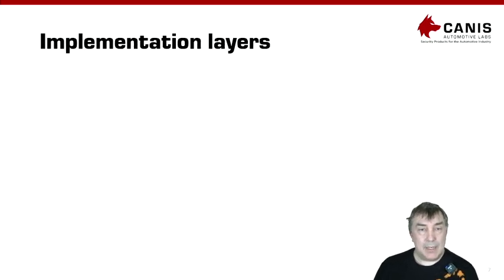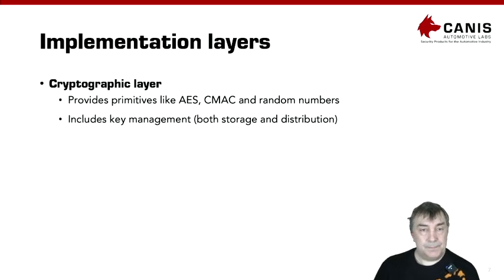Now CryptoCAN itself is implemented as two separate layers. The first layer is a cryptographic layer, and this provides primitives like AES, authentication code generator algorithms like CMAC, secure random number generator, and so on. It also includes key management, so that means storing the keys so that the application doesn't see their values, and it means being able to update and replace keys using a secure mechanism.